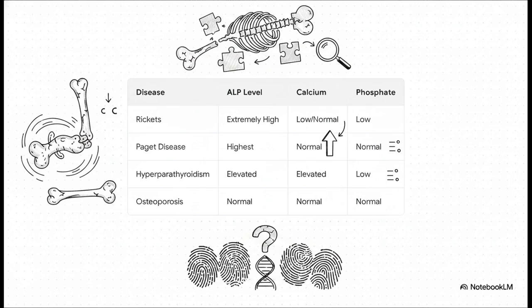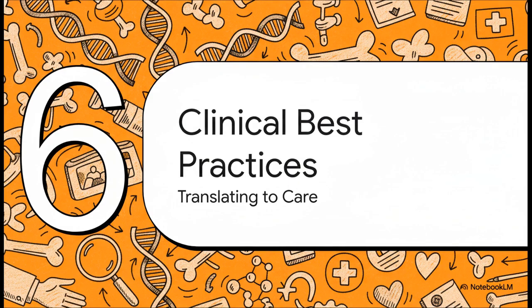Okay, so by measuring ALP alongside calcium and phosphate levels, we can create this grand diagnostic matrix. This is literally how we crack the code. Think about it. If ALP is extremely high, but calcium and phosphate are low, we're likely looking at rickets or osteomalacia. But what if we see the highest possible ALP spikes while calcium and phosphate somehow remain perfectly normal? Well, that points squarely to the chaotic remodeling of Paget's disease. It's like a brilliant biochemical fingerprint for each specific condition. And finally, let's wrap things up with Section 6, Clinical Best Practices.